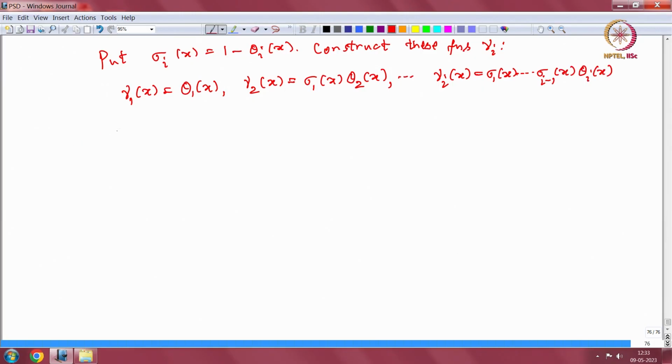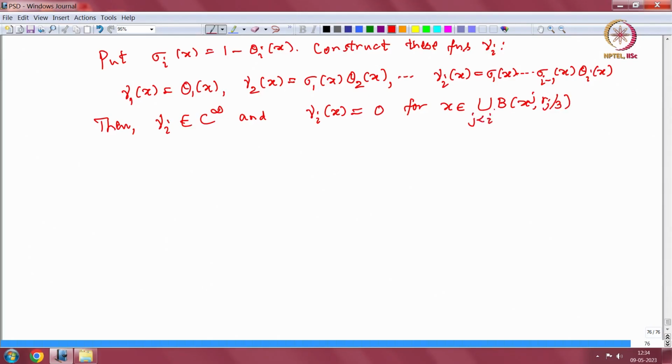Since each of these are C infinity functions, gamma i is a C infinity function, and gamma i of x, by straightforward verification, is 0 for x in the union of these balls B(xj, rj/3) with j less than i, and also 0 for x outside the ball B(xi, ri).